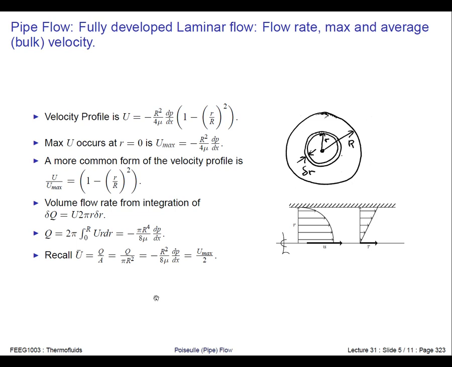And if you wanted to relate the bulk mean velocity to the maximum velocity, we can just compare this term with this term, and we can see that the bulk mean velocity is exactly half of the maximum velocity. So the bulk mean velocity is effectively this. Okay.